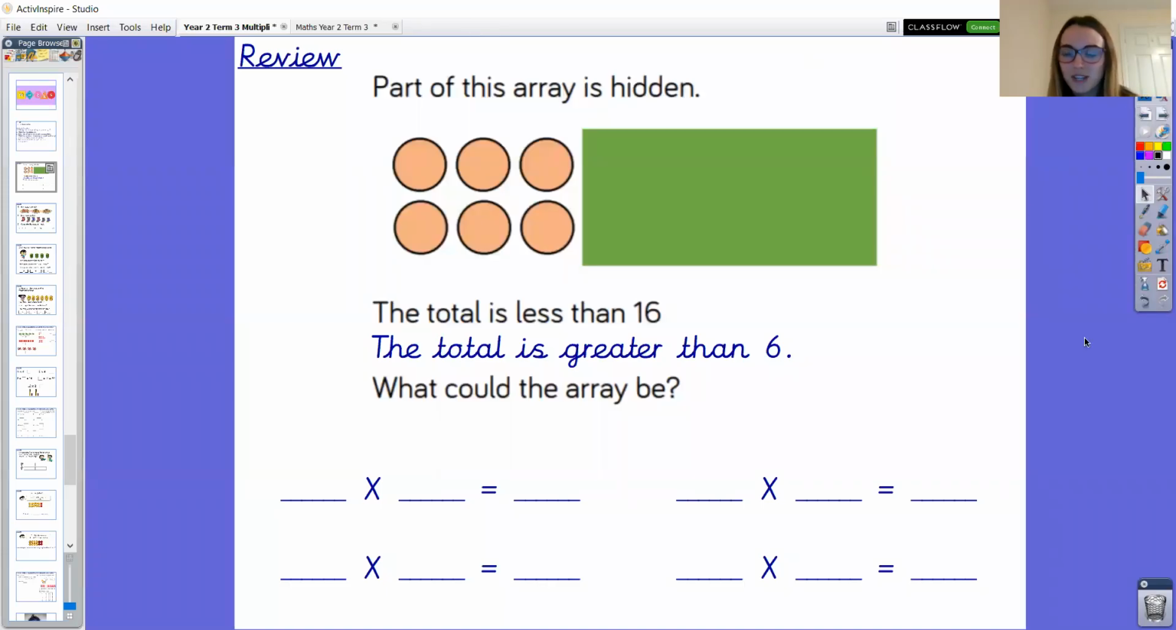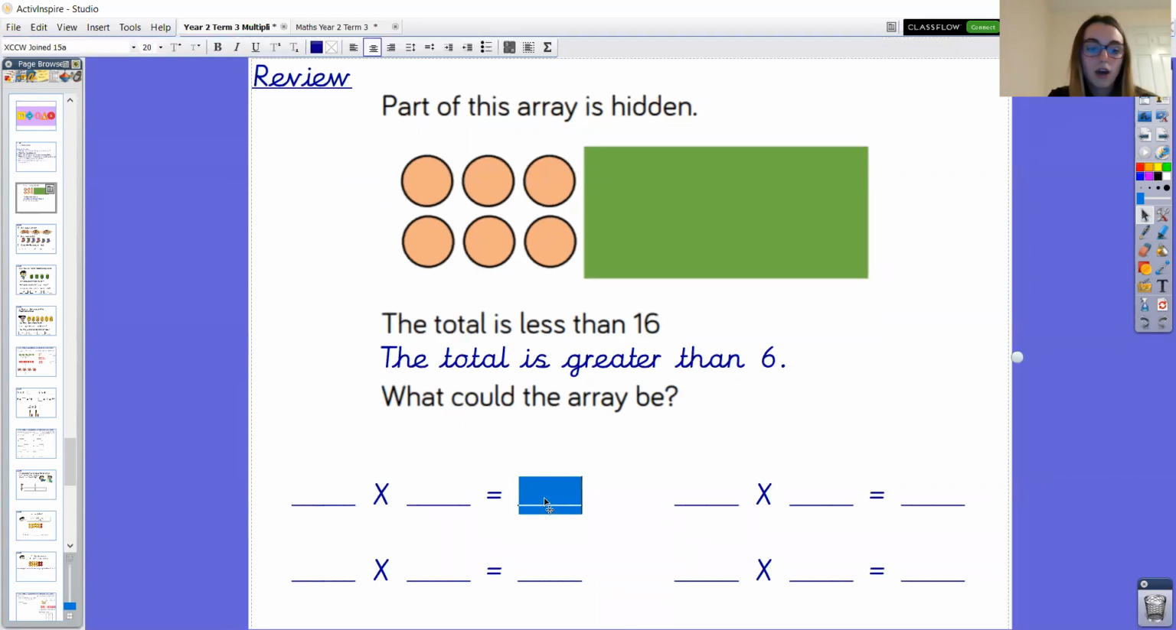Well done, Year 2. So I'm going to share my thinking with you now. So the total is less than 16 and it's an even number. So I'm going to work backwards. You might have approached it in a different way and that's okay because we all do. I'm just sharing my thinking with you. So I know that 2 less than 16, taking me to the next even number, is 14. So I know that the product could be 14. So that means that there could be 14 counters altogether.